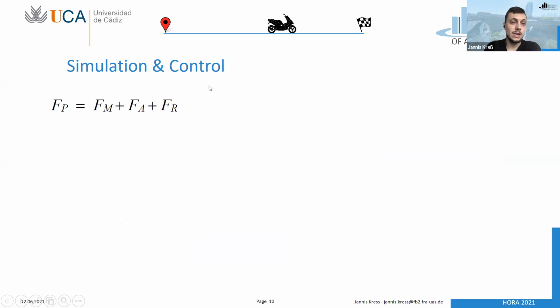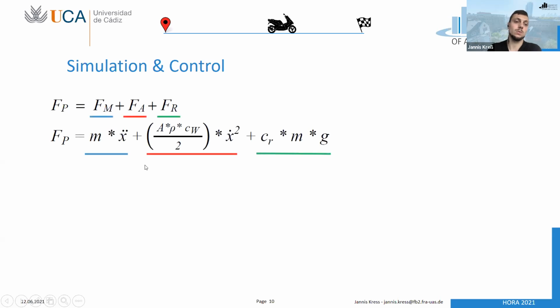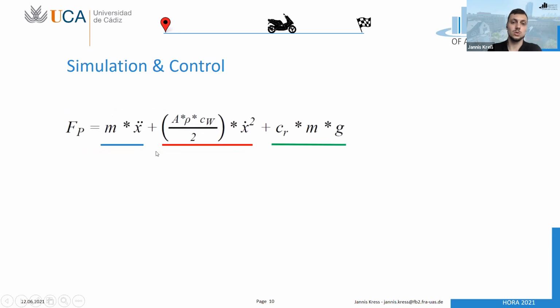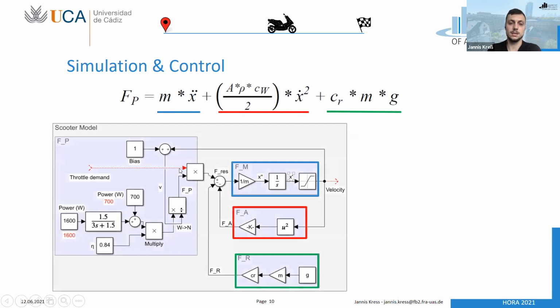Let's talk about the simulation and the control. So the simulation is based on this equation. The force that is needed for the propulsion of the system equals the sum of the mass inertia, the air resistance, and the rolling resistance, which is given in a nonlinear second order differential equation that then needs to be transferred to a flowchart like typically done in MATLAB Simulink.